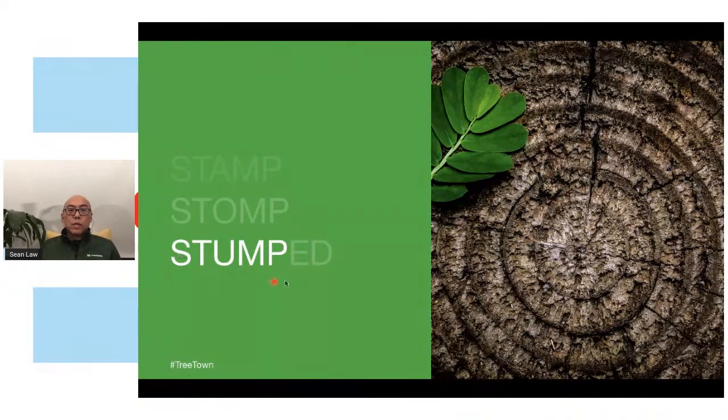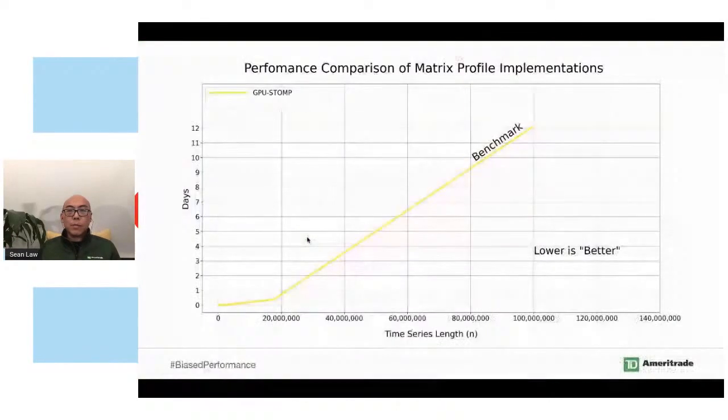Now you might also notice that we have STUMPED with an ED at the end. If you're looking to use that algorithm, that is actually our distributed algorithm. So STUMP is for a single server. STUMPED is for multi-server computation. So you can compute your matrix profile on a single server or multiple servers.